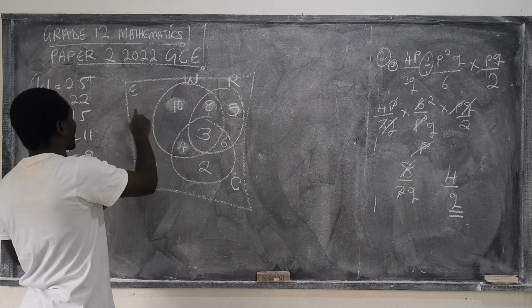Okay, so B, they are saying how many people like walking only. So you come to walking only. This is walking. Now walking only, it is this. So it is 10. You have your answer.